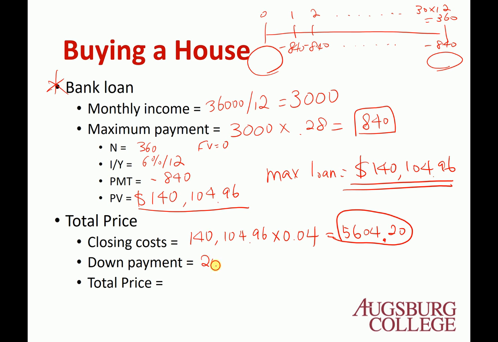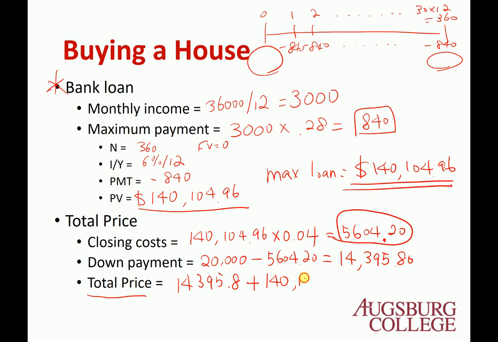Then you have $20,000 cash, right? So you use the remaining part as a down payment. So your down payment will be $14,395.80. The total price you can offer is now the down payment, $14,395.80, plus your loan. So it will be $154,500.76. That's the maximum price you can pay.